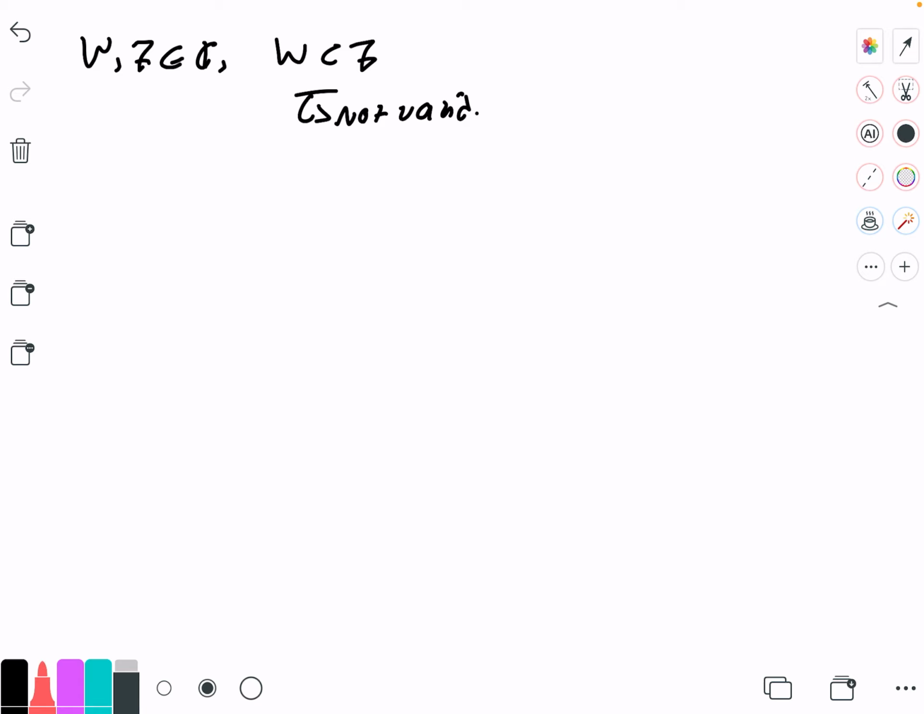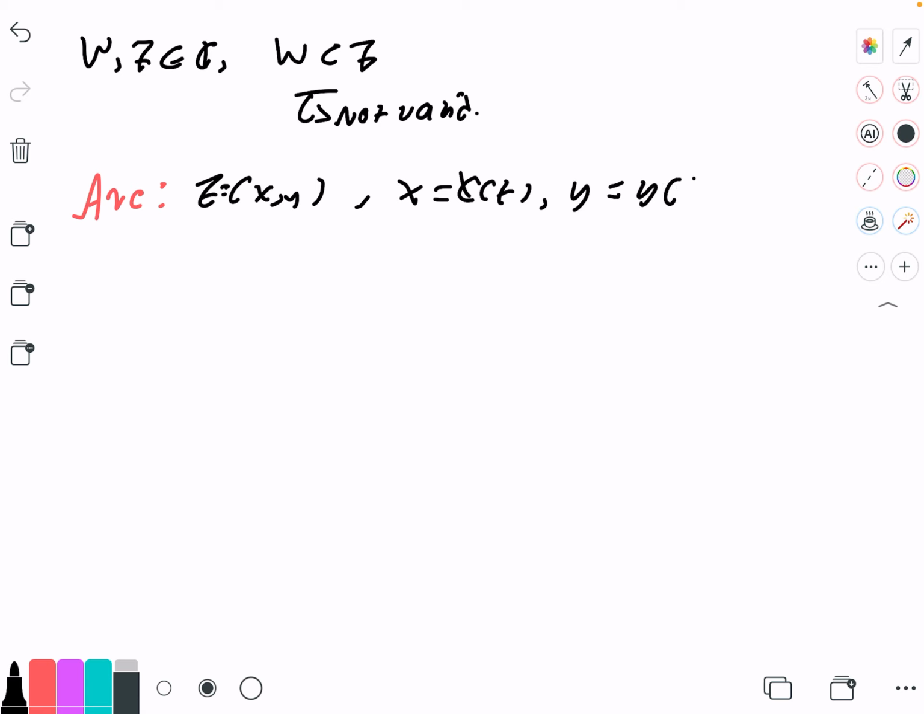So, what's an arc? An arc is a set of points, say z, such that we have x is x of t, y is y of t, for t in this interval a to b. Also, all these intervals are closed. I kind of suck at writing brackets, so if they look like open intervals, they're all closed, unless I specifically say it's an open interval, which I don't think will occur.